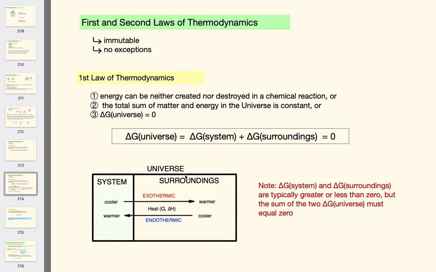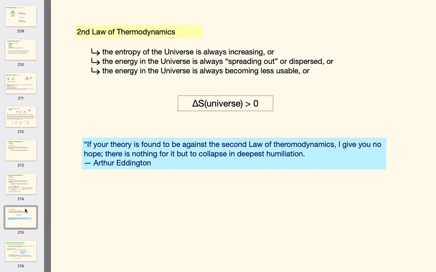Now on to the second law. This is basically the law of entropy. The entropy of the universe is always increasing. In other words, things are always getting spread out. They're getting dispersed. Energy's getting less usable. Things are getting more random. In short, the universe is running down.